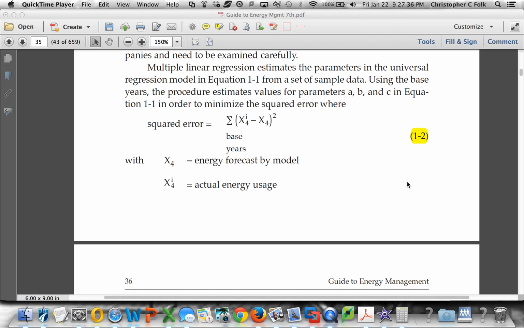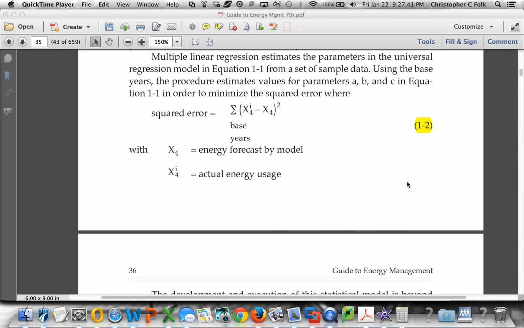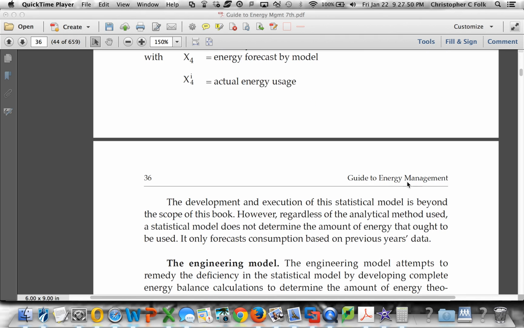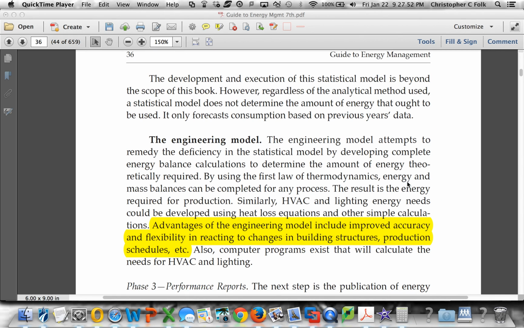The thing about the statistical method is it's a pretty big beast, and even the authors say here that it's sort of outside the scope of what we want to cover in this book. So we'll talk a little bit more about the engineering model, which starts here on page 36. We can see that some of the advantages to this include improved accuracy and flexibility in reacting to changes in building structures, production schedules, and so forth.